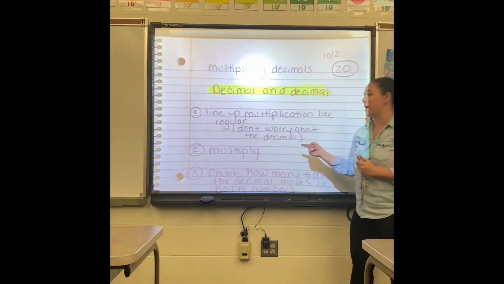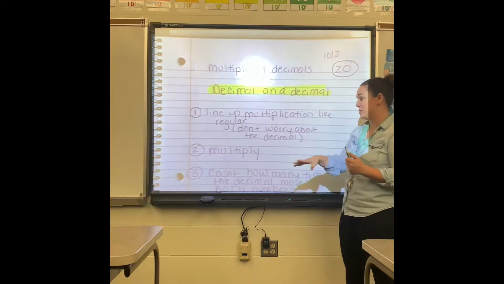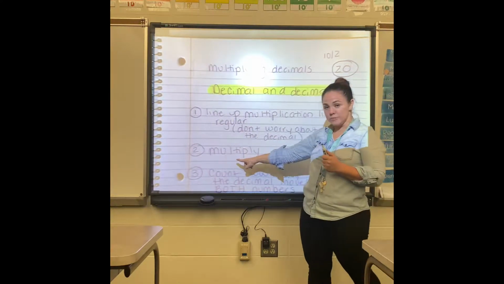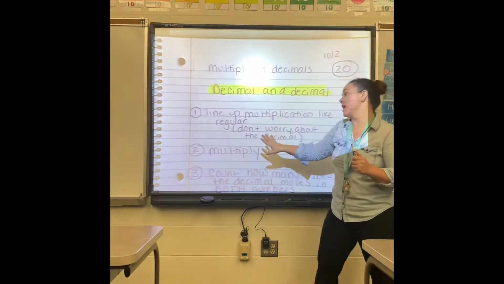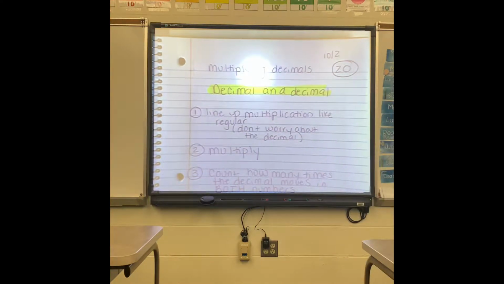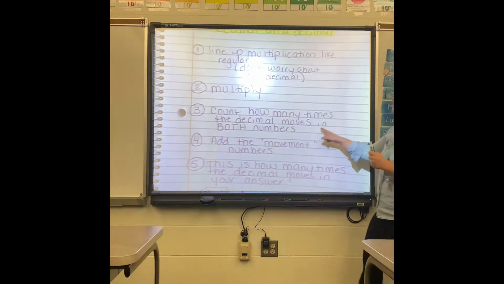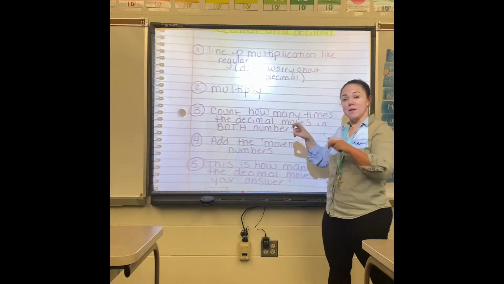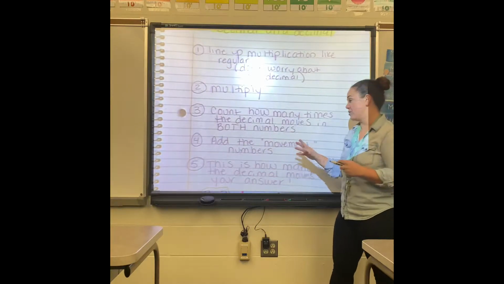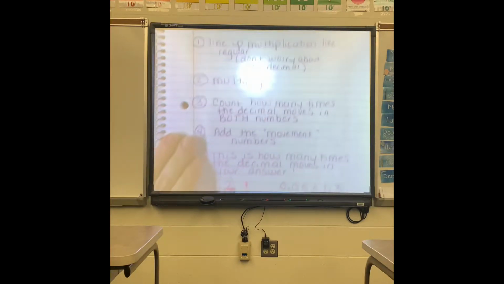Line up multiplication like regular, and right now we are not worried about the decimals. That's just like the other page. Then you just regularly multiply. You only line up your decimals if you're adding and subtracting. Then you count how many times the decimal moves in both numbers, and we'll talk about what that means. You add the "movement numbers," and I put that in quotation marks because that's just what we call those movement numbers. And then this is how many times you will move the decimal in your answer. So I will show you an example.